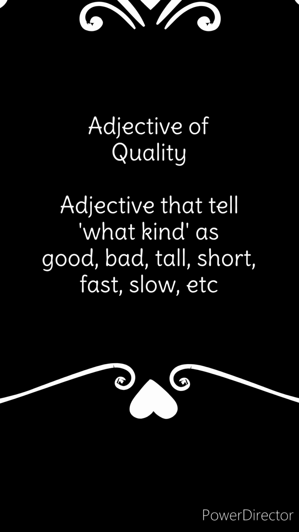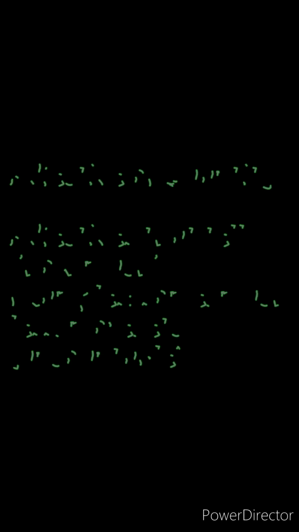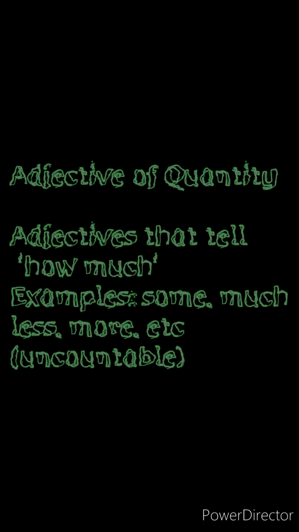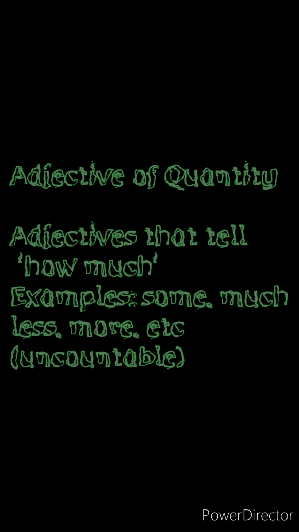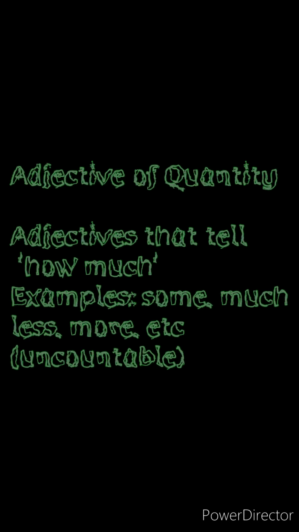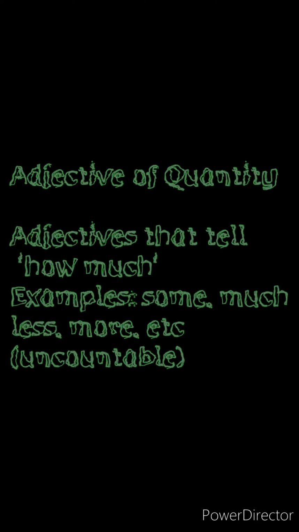Adjective of quality tells what kind, such as good, bad, tall, short, fast, slow, etc. Adjective of quantity: adjectives that tell how much. Examples: some, much, less, or. They are used for uncountable nouns.